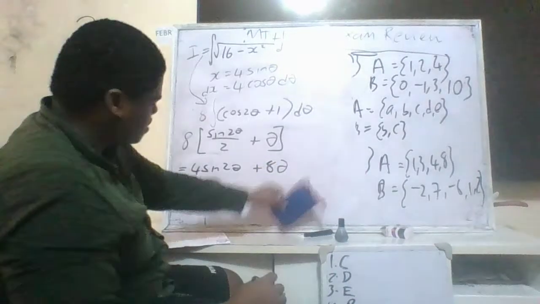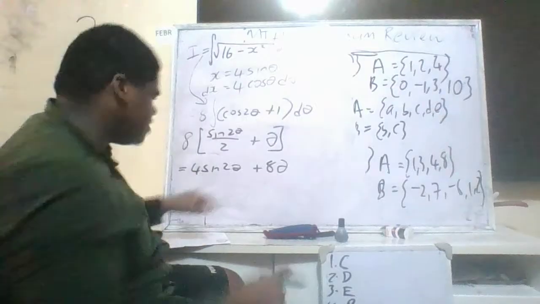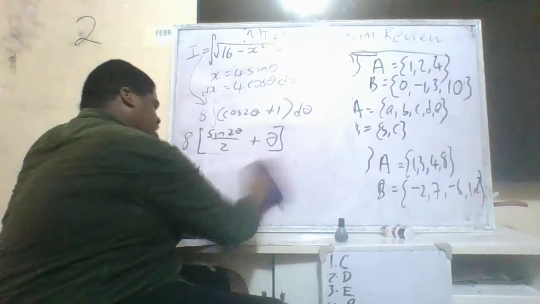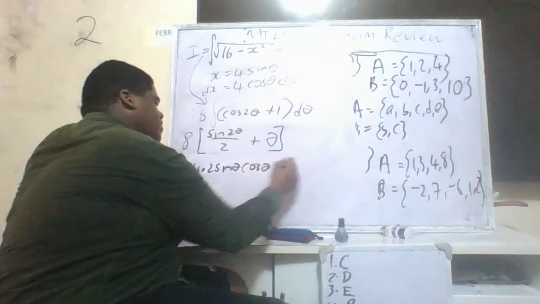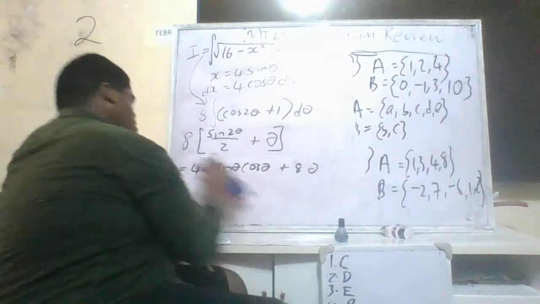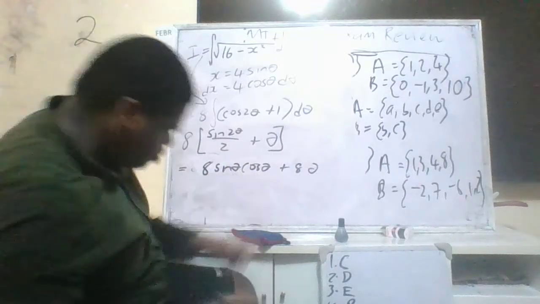Sine 2 theta is equal to something. Sine 2 theta is equal to 2 sine theta cos theta. So instead of sine 2 theta, I'm going to write 2 sine theta cos theta, plus 8 theta. 4 times 2 is what? 8. So we have 8 sine theta cos theta plus 8 theta.